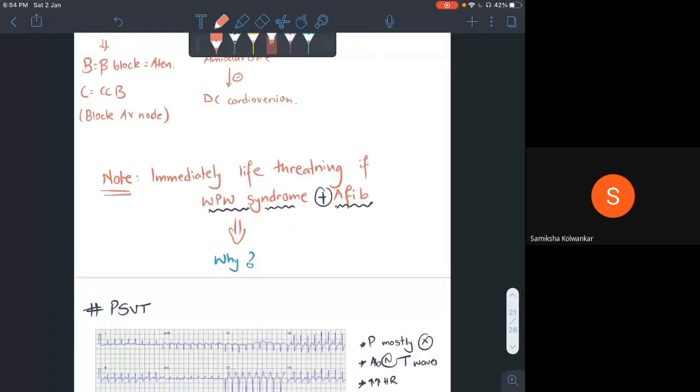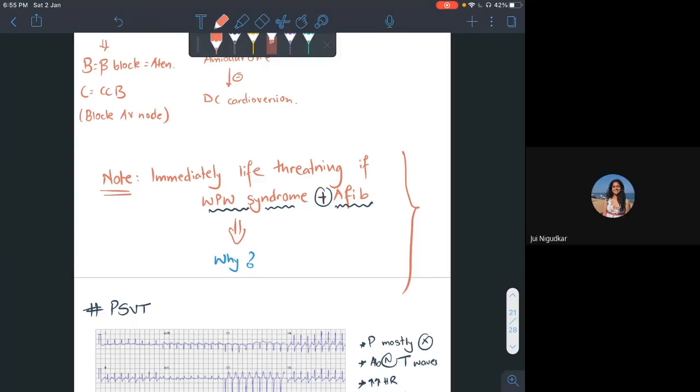So here's a question for you guys. I'm pretty sure you guys know Wolff-Parkinson-White syndrome. Why is atrial fibrillation life-threatening in a patient with Wolff-Parkinson-White syndrome? Can somebody quickly just answer that? You get a lot of brownie points for this answer.